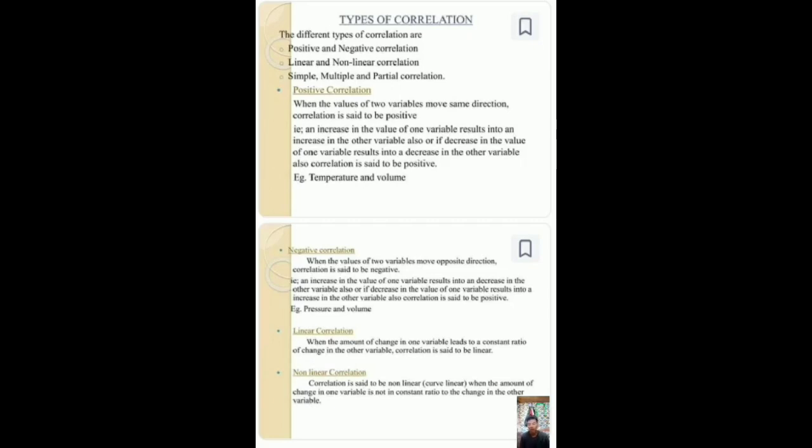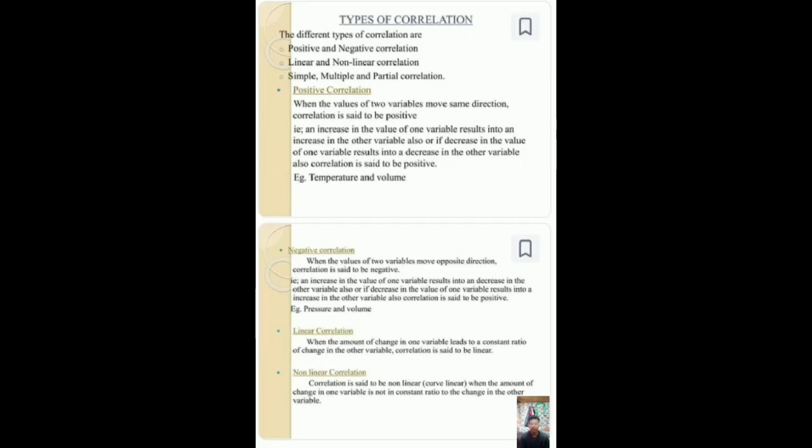Second is the negative correlation. When the values of two variables move in opposite directions, correlation is said to be negative. In negative correlation, if the two variables move in opposite directions, that is what we call negative. Their correlation is said to be negative. That is negative correlation.